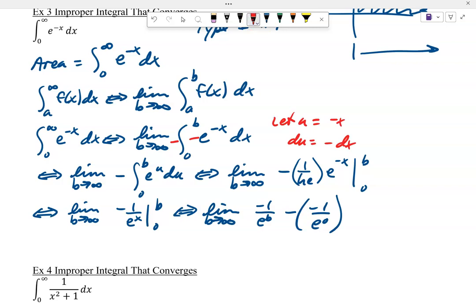This will get huge, right? So it's like negative 1 over infinity. So this will go to 0. And then we got plus 1, right? E to the 0 is 1. So we got plus 1. So we got 0 plus 1. So we got 1.